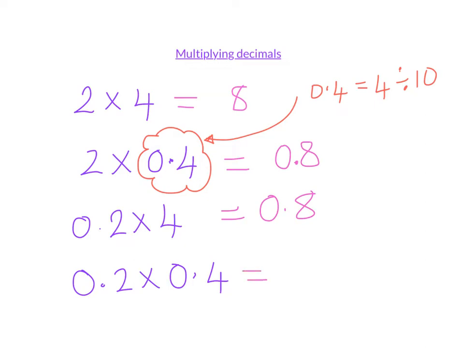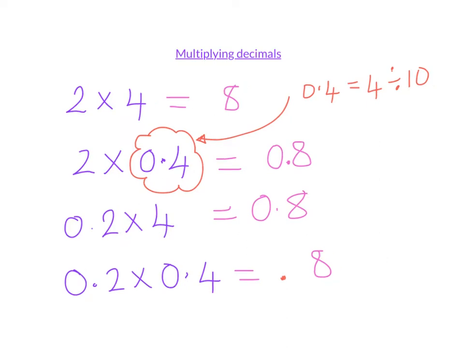In the last example, now here we've got 0.2, which is 2 divided by 10, and 0.4, which is 4 divided by 10. So I know that it's going to be something to do with 2 times 4, so I'm going to write my 8 down. Now remember, a whole number has a decimal point at the end of it. I need to divide by 10 for the 0.4. And then I need to divide by 10 again with 0.2, so I'm moving 2 places this time. Which means instead of 0.8, I'm going to have 0.08.